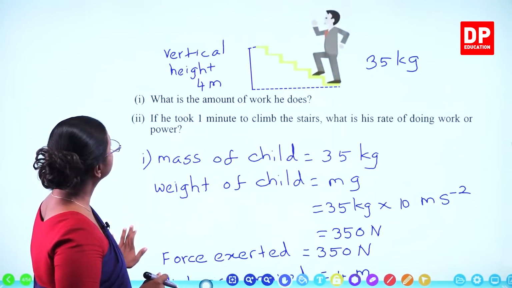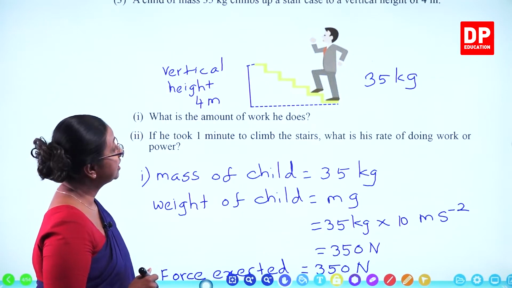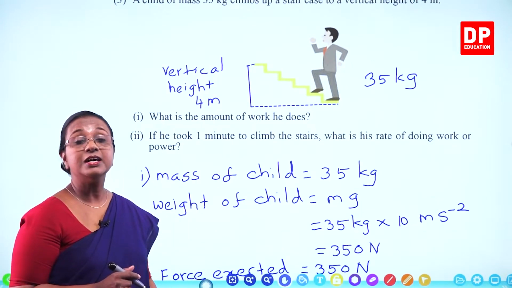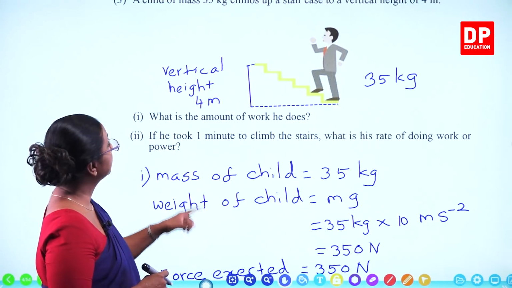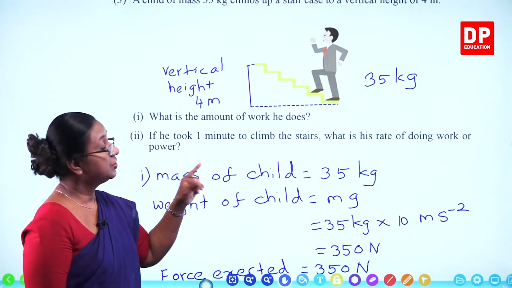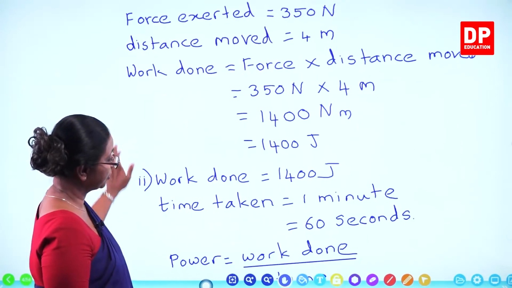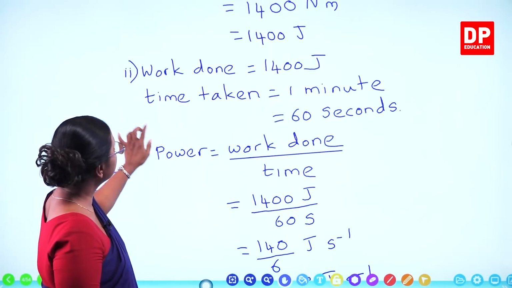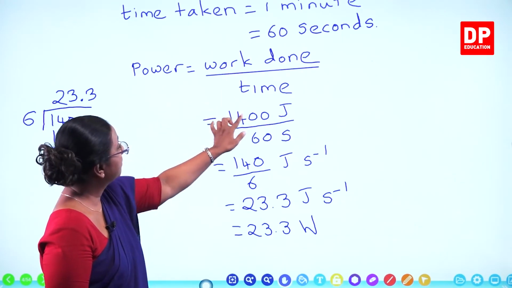The first question was to find the amount of work done. The mass of the child is 35 kilogram and the height reached, that is after climbing the stairs, is 4 meters. So from there you can see we calculated the work done as 1400 joules, and then to calculate power we had to divide work done by time.